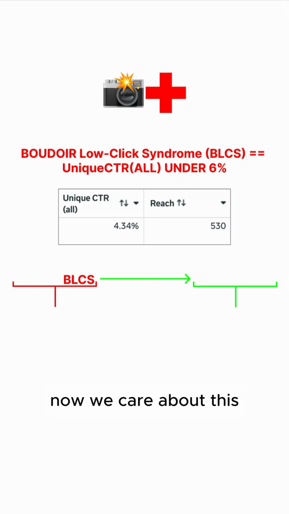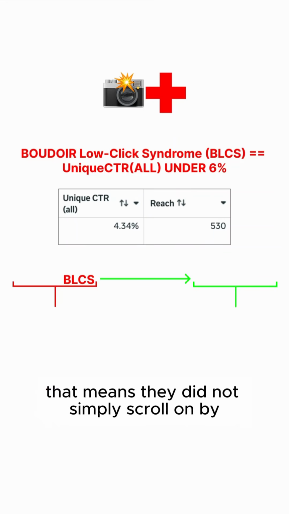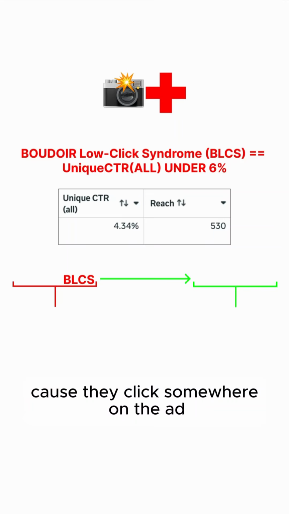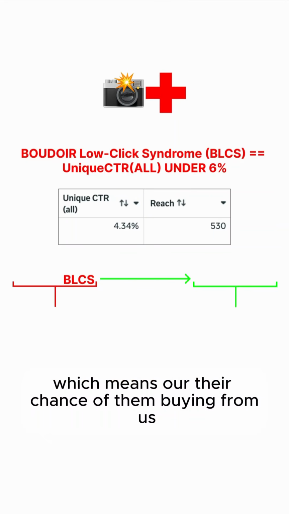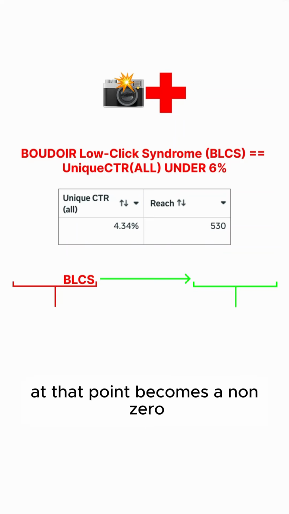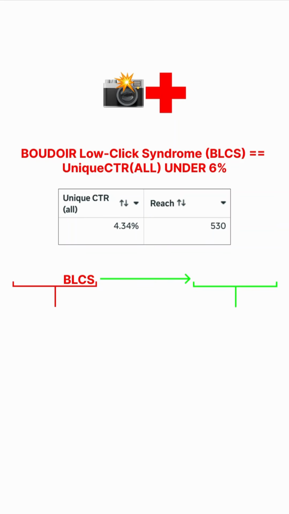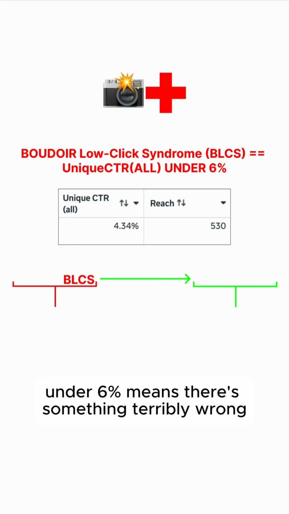Now we care about this because if women click somewhere in our ad, that means they did not simply scroll on by, which means our ad did enter their brain, which means their chance of buying from us at that point becomes non-zero. And that's the only time that happens. So we've got to get this number as high as possible. Under 6% means there's something terribly wrong.